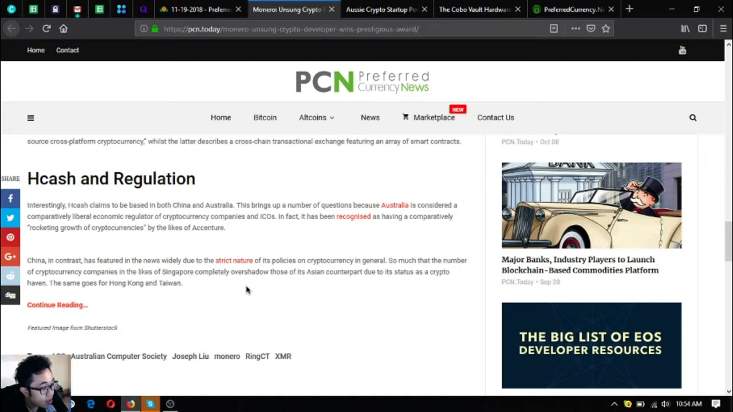China, in contrast, has featured widely in the news due to the strict nature of its policies on cryptocurrency in general, so much so that the number of cryptocurrency companies in the likes of Singapore completely overshadows those of its Asian counterpart, due to its status as a crypto haven. The same goes for Hong Kong and Taiwan.